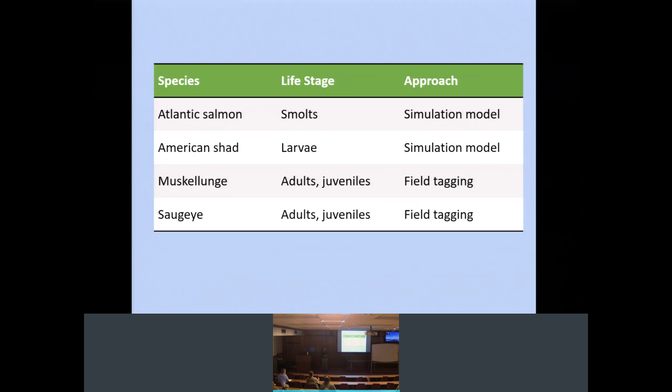Okay, so two things I have to comment on. When I put this together, I realized I can't do all of this in one talk, so you will thank me. I'm not going to talk about the American shad simulation model. I'm going to talk about the Atlantic salmon model and the muskellunge and saugeye field study. And I also have to acknowledge that I understand that saugeye aren't actually a species, even though they're in the species column. They're a hybrid, but I'm going to call them a species.